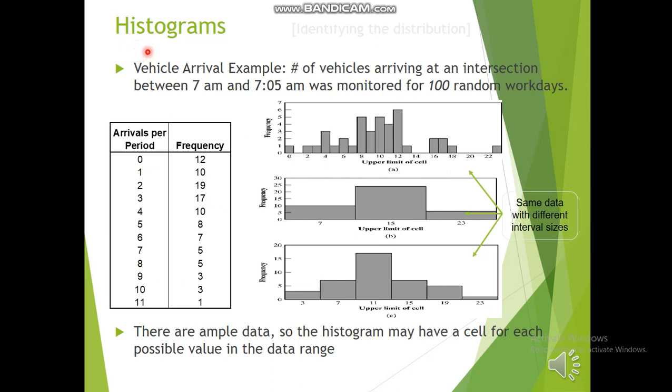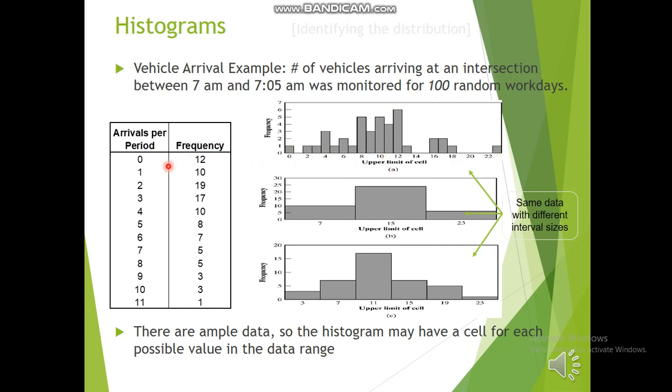So to understand what we mean by a histogram, let us take one example: the vehicle arrival example. The number of vehicles arriving at the northwest corner of an intersection in a 5-minute period between 7 a.m. to 7:05 a.m. was monitored for 5 work days over a period of 20 weeks. So the table is shown. It shows the results of the data.